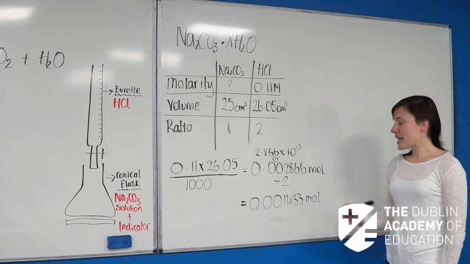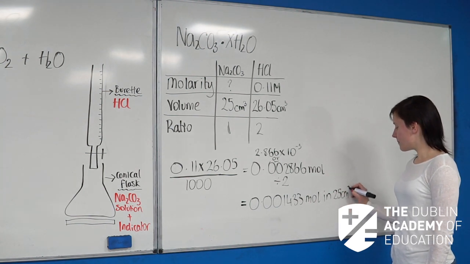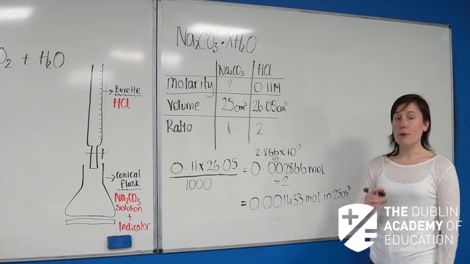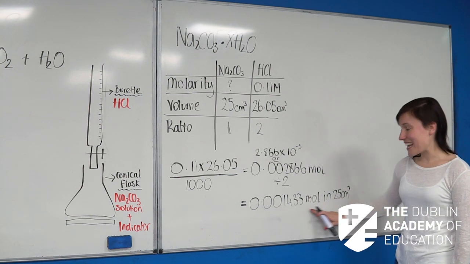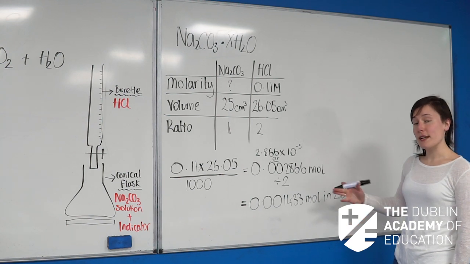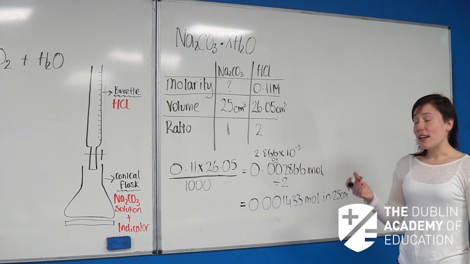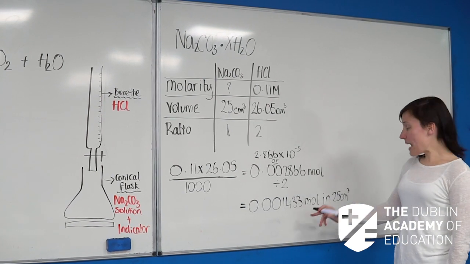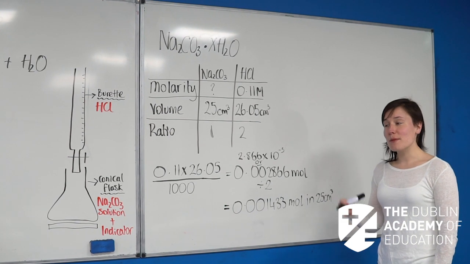And that gives us 0.001433 moles, and that's in 25 centimetres cubed, the volume of our solution. So that volume of solution contains this number of moles, and we've been able to determine that from our calculation. What we need to do now is scale this up. We now know the number of moles in 25 centimetres cubed, but we need to determine the number of moles in a litre.